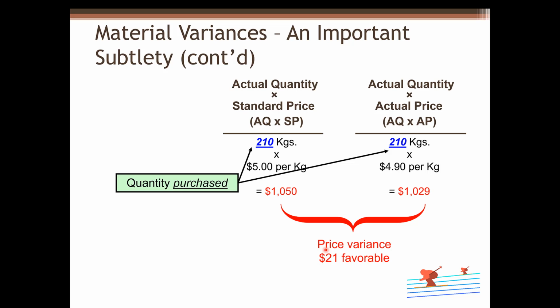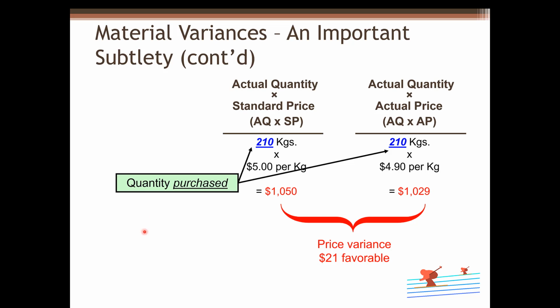It's defined as the difference between what's paid for a quantity of materials and what should have been paid according to the standard. It's $21 favorable. The price variance is favorable because the actual price is less than the standard price for each kilogram.